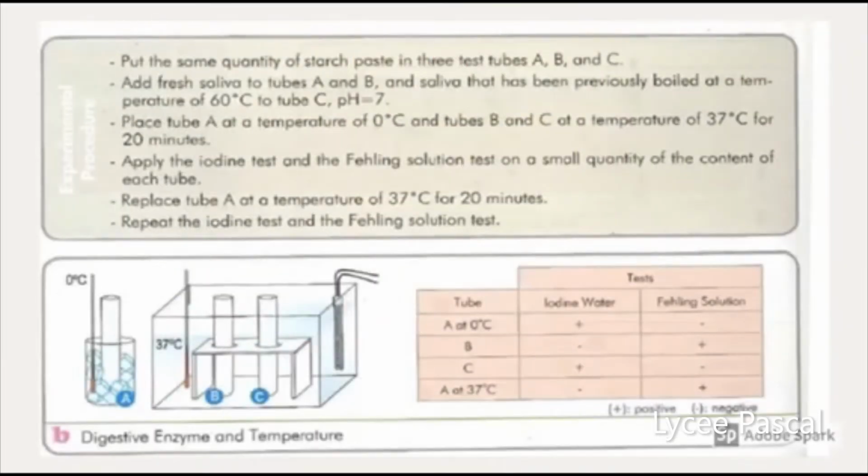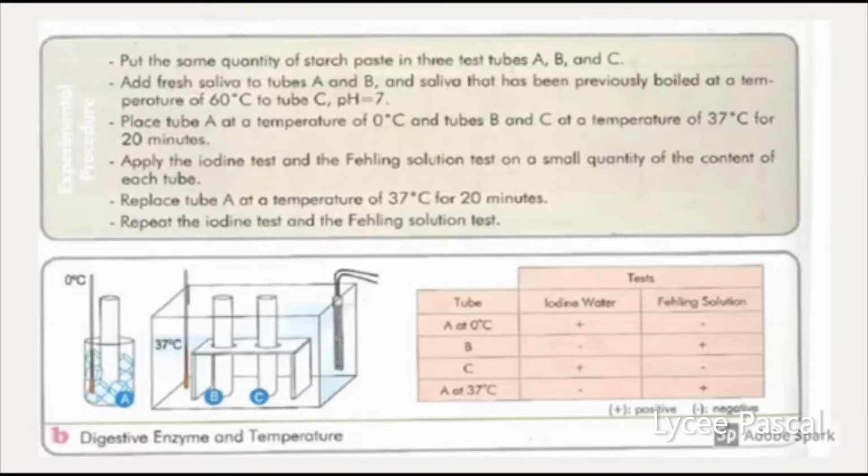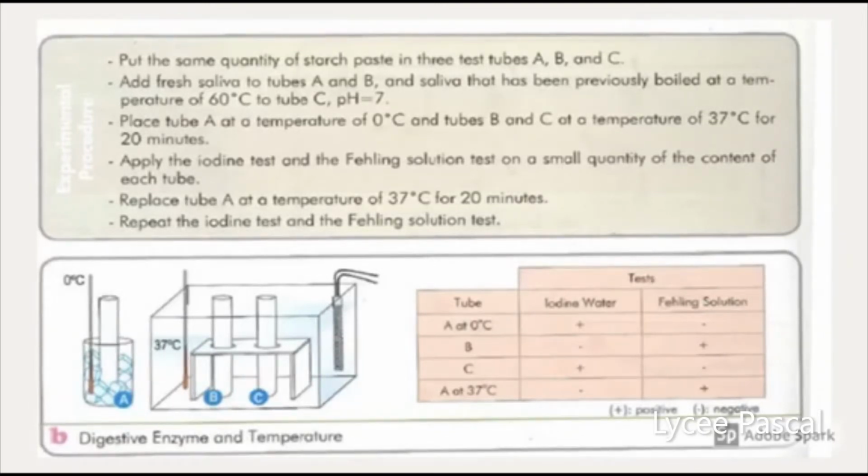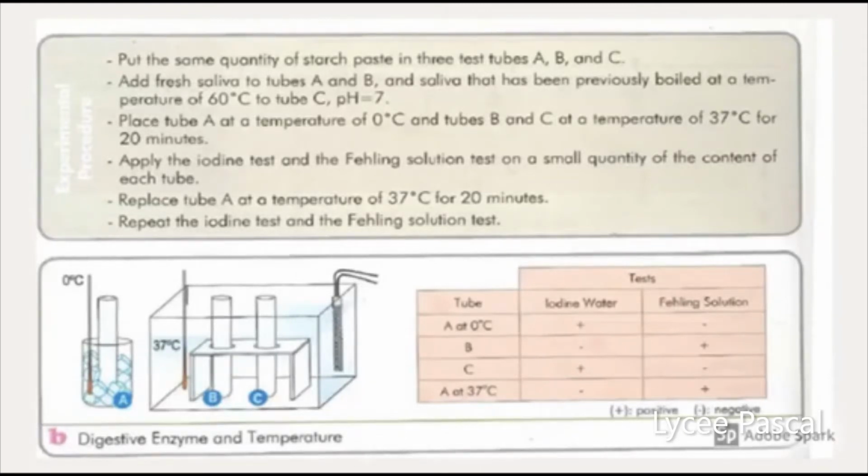Now let's look at this experiment about how the temperature affects the activity of enzymes. We have 3 test tubes with the same quantity of starch paste. We are going to add fresh saliva to tubes A and B, and previously boiled saliva at a temperature of 60 degrees Celsius in tube C, with a pH equal to 7. We are going to place tube A, or the first tube, at a temperature of 0 degrees Celsius, and tubes B and C at a temperature of 37 degrees Celsius for 20 minutes.